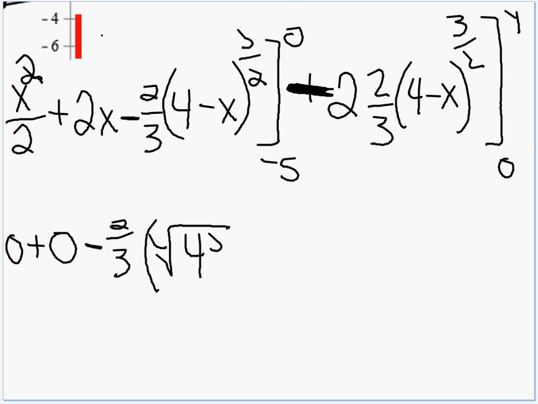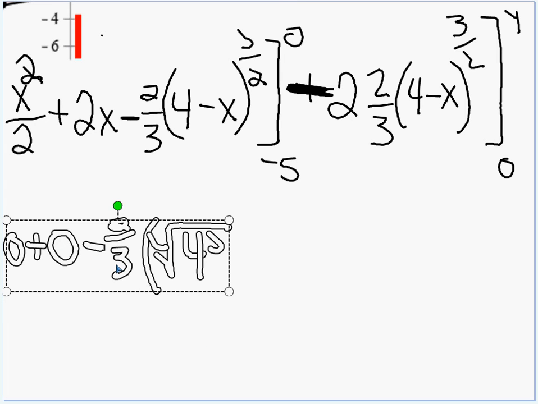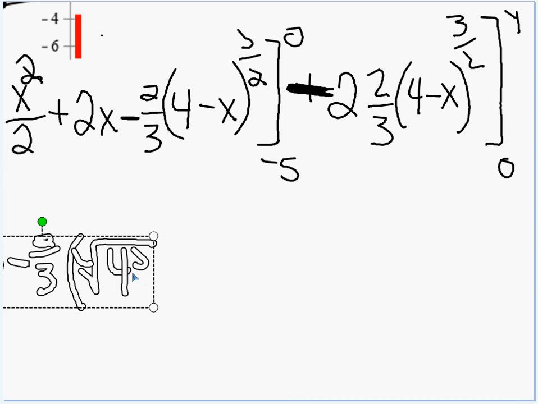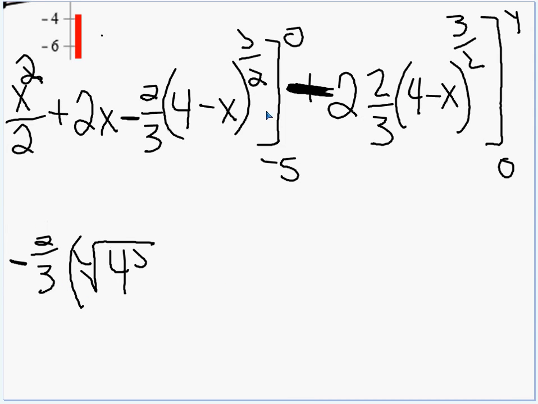And just to give myself enough room here, I'm going to drag those zeros out of the way. So there's just negative 2/3 square root of 4 cubed. So that is the first integral from negative 5 to 0. Or no, we still got to put the negative 5 in there. What am I saying? Okay, we did the upper limit, and we've got this term. Fundamental theorem says we now subtract, as a quantity, the negative 5 jumps in.